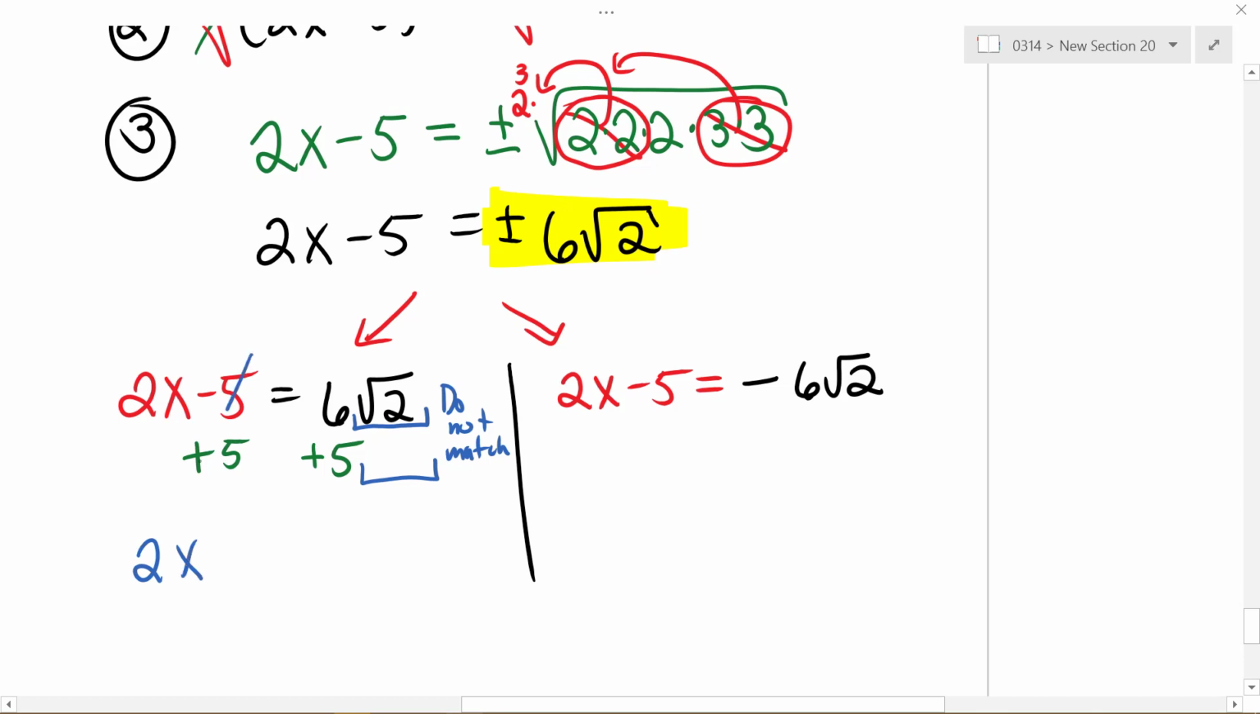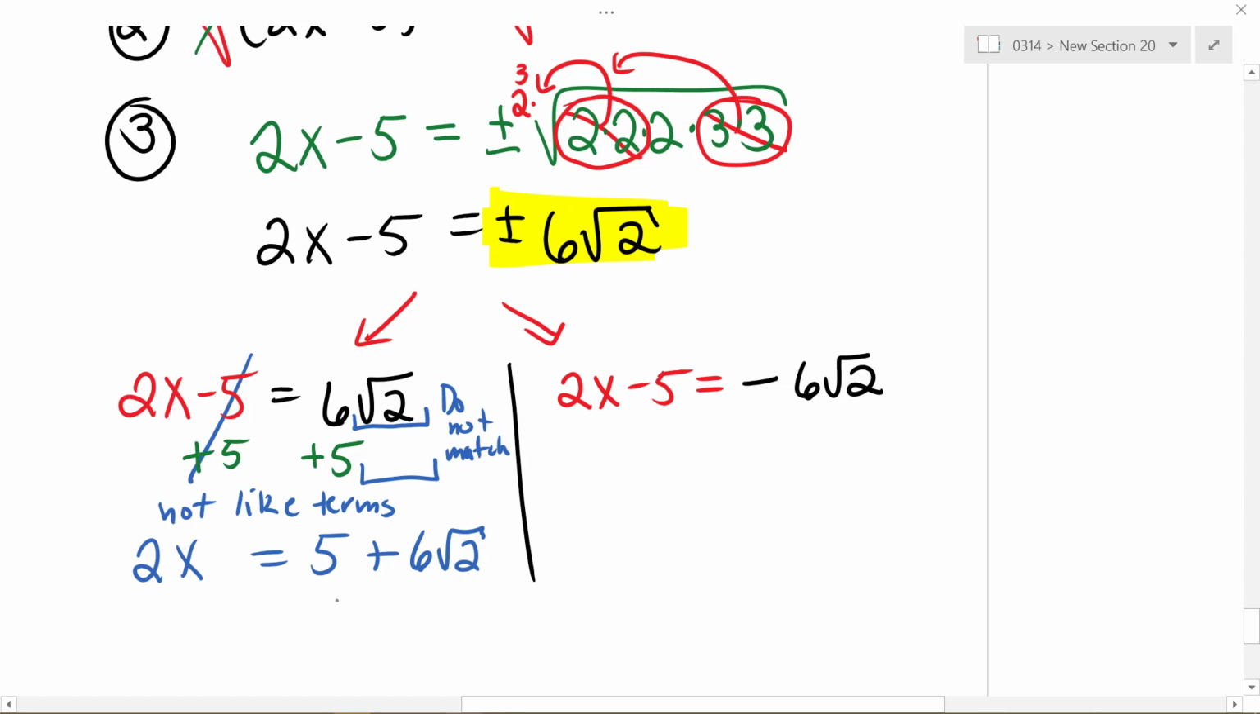So the best that I can do is write 2x is equal to, we'll write 5 plus 6 times the square root of 2. So these are not like terms, so they cannot actually physically combine. So we're just going to write them side by side.